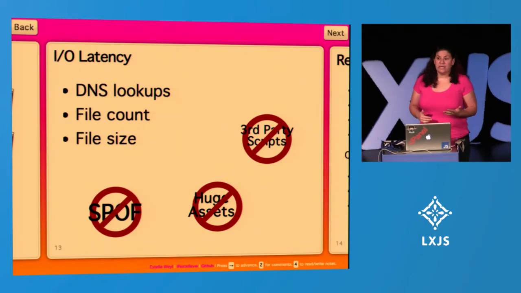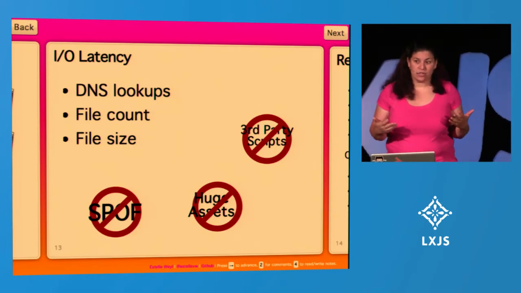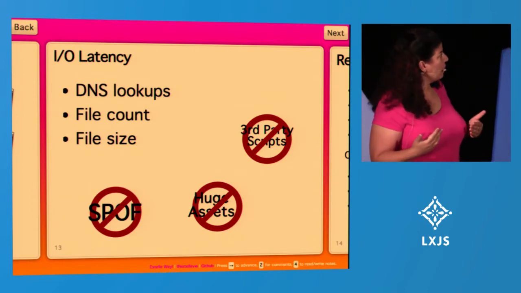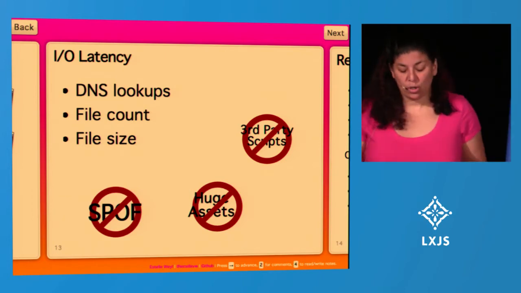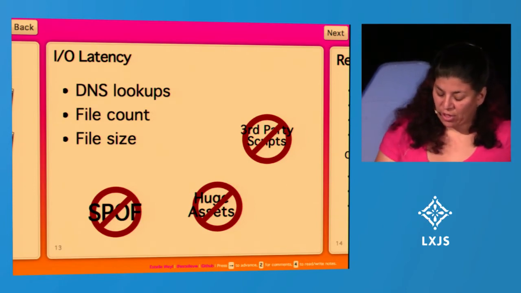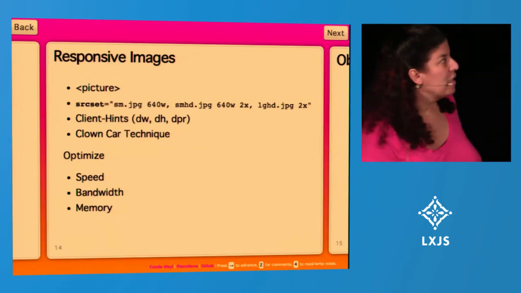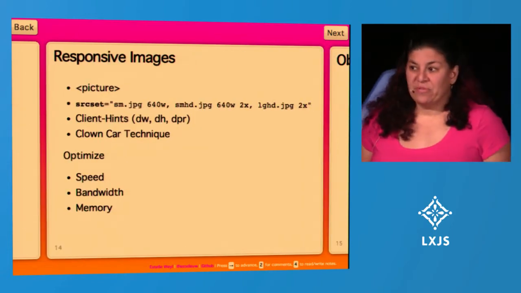So when it comes to websites, images are the biggest culprit, not JavaScript. Images are actually the largest culprit. So you want to not just reduce the external scripts that we were talking about, but you want to reduce the size of your assets. So that's where responsive images comes in.